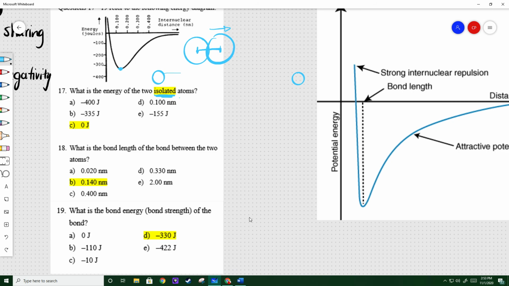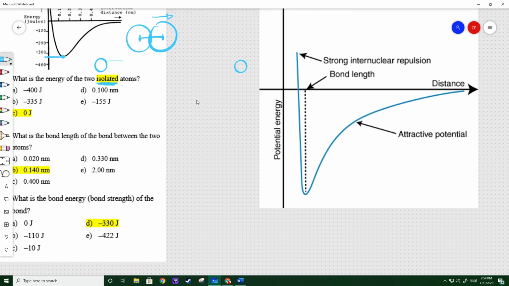Then we go to the last one. It says, what is the bond energy? So the bond energy would be here at that point. And you can see it's not 0 because then they wouldn't be associated, but they're bonded there. It's not -110 because we'd be here. They're too close to each other. It's not -10, it'd be right there. It's not -422 because it doesn't even reach that. So it would be -330, and that's how you would read it.